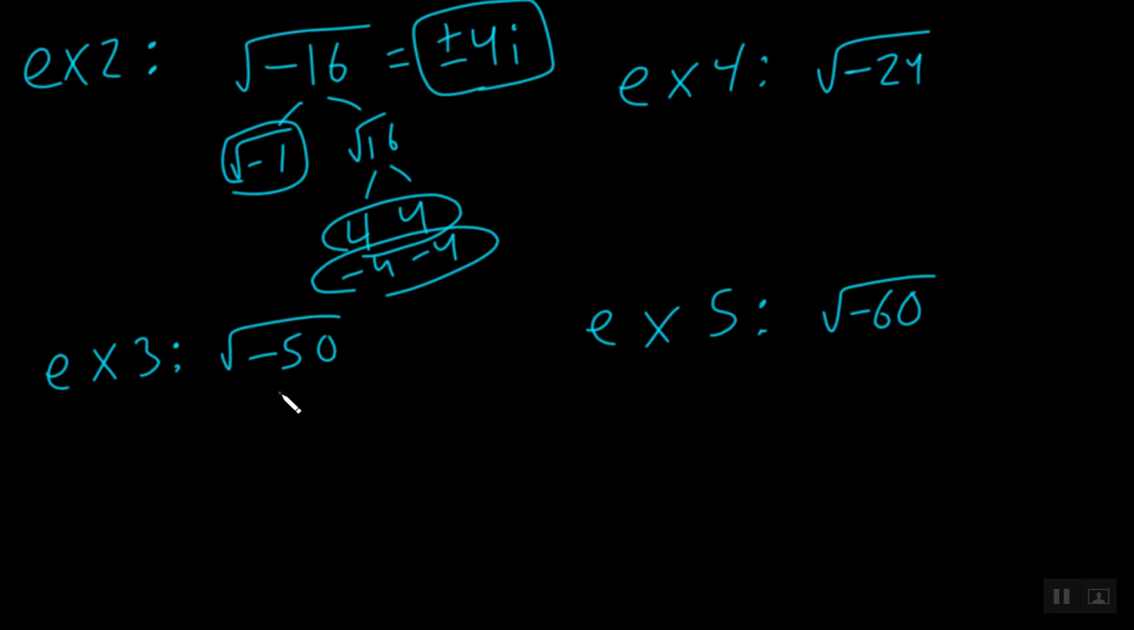Okay, let's break down the square root of negative 50. This breaks down into the square root of negative 1 and the square root of positive 50.